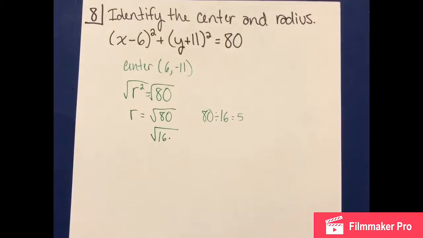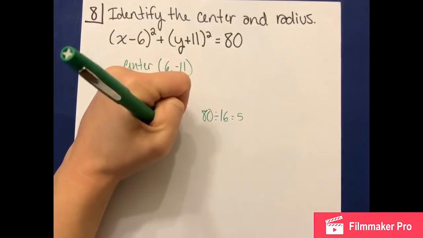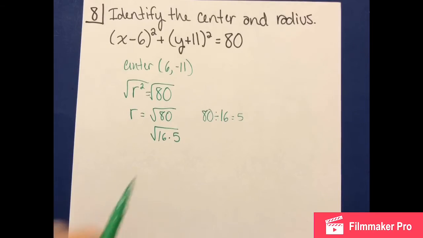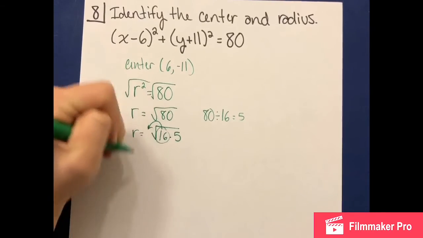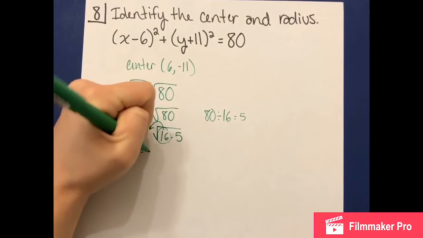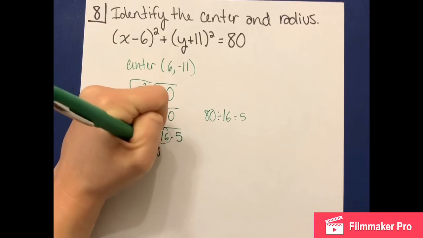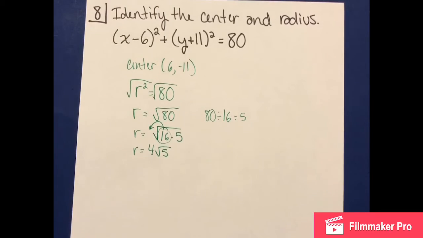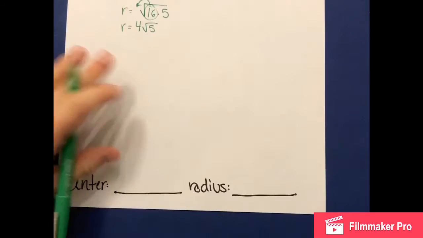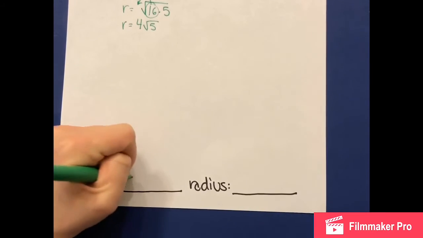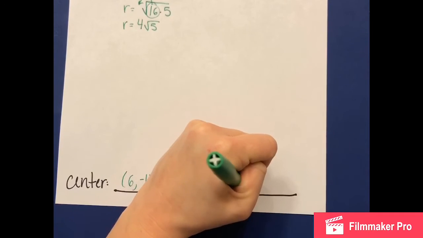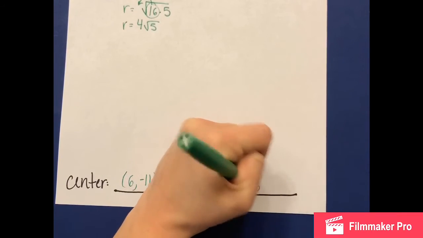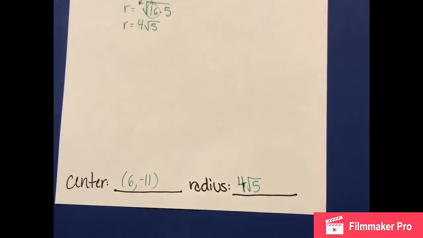So I can say this radical is 16 times 5. I can take one of these out. I can take the 16 out. The 16 is now going to come out as a 4 because the square root of 16 is 4, so it's 4. What's left in the inside is a 5. So I have my radius is 4 root 5. I go down to the bottom. I go, okay. So I have my center is 6, -11, and my radius is 4 radical 5. Okay.